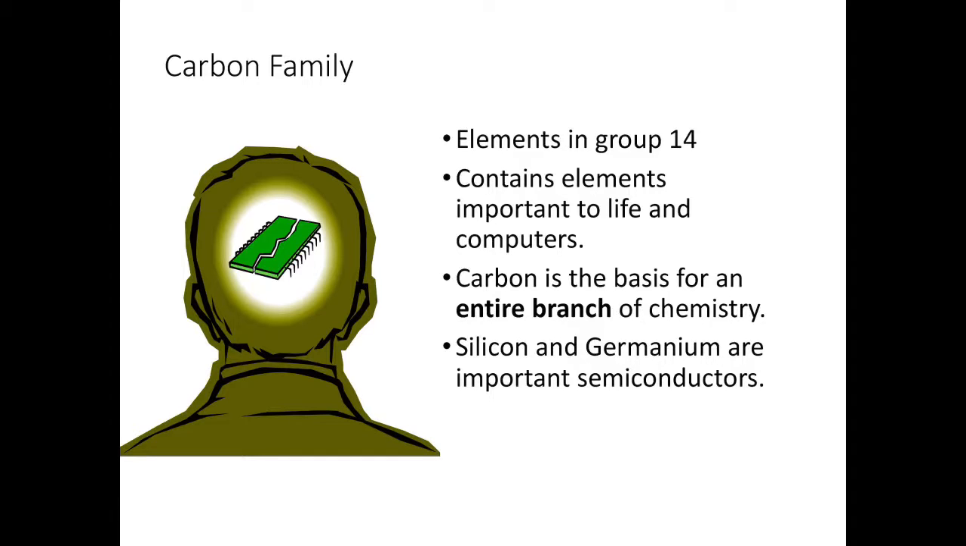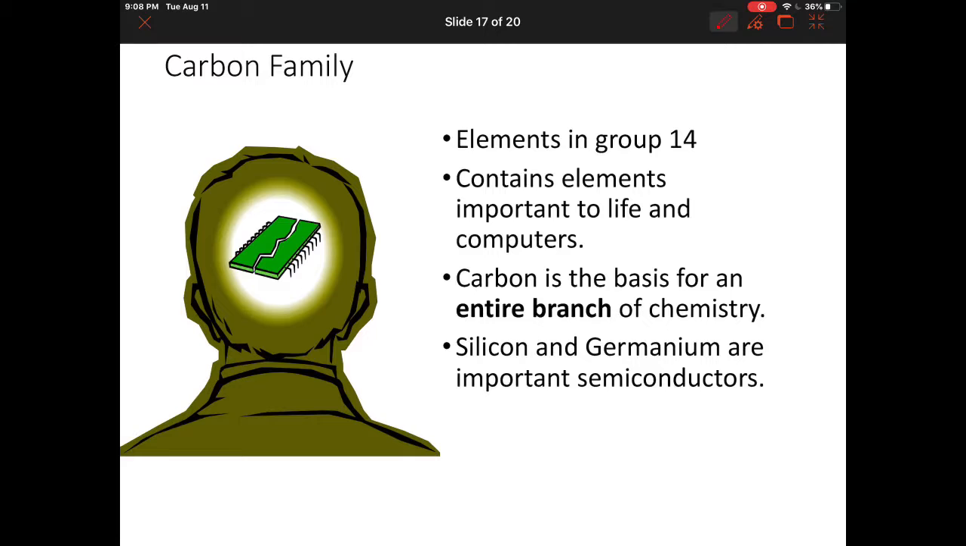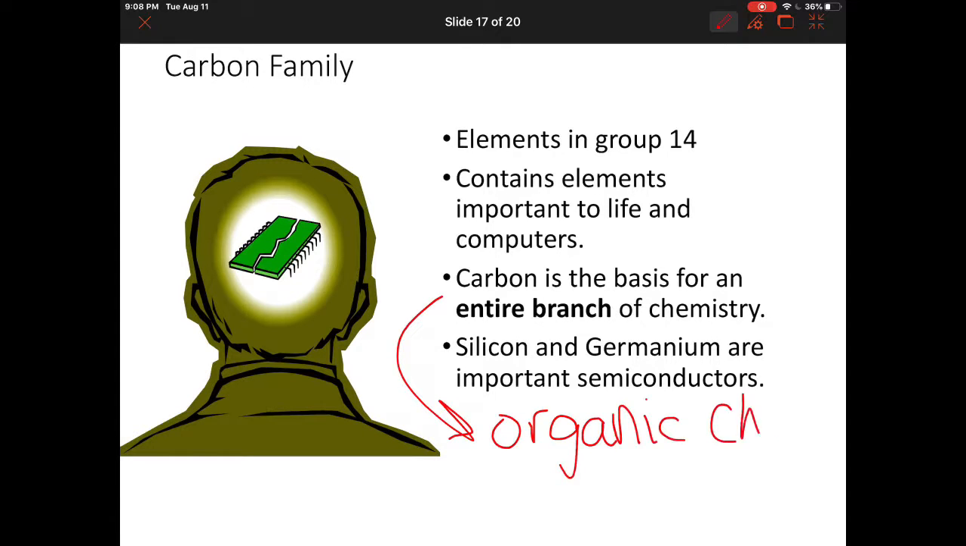And now carbon has its own branch of chemistry called organic chemistry, or referred to as OChem. And we have silicon and germanium in this group. They are important semiconductors used in computers.